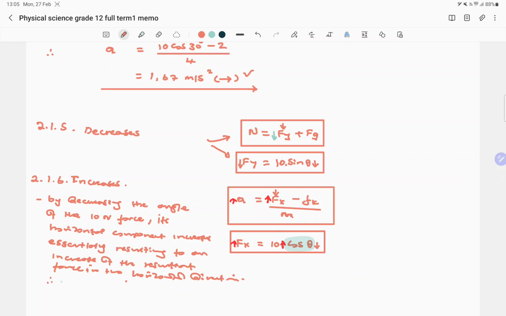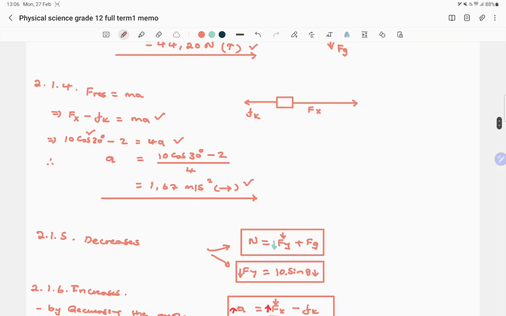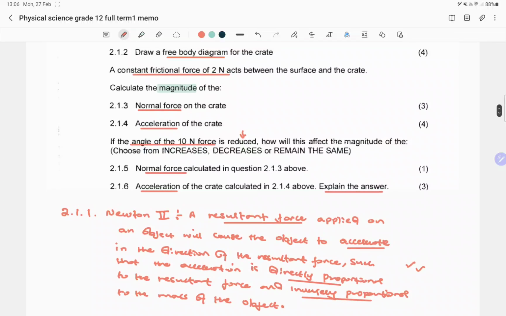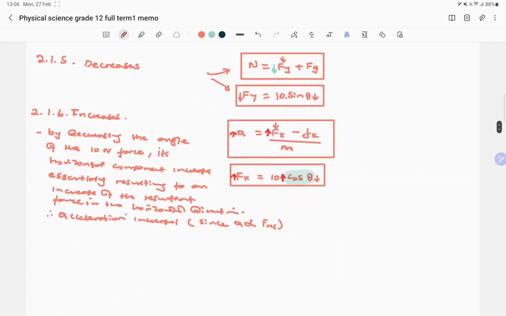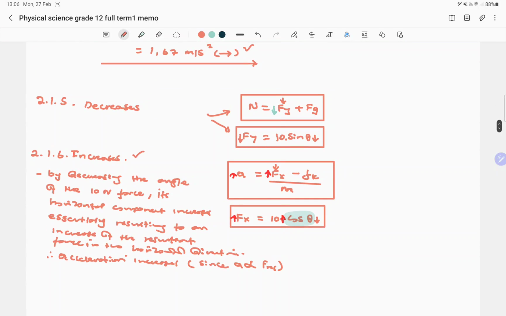Therefore, acceleration increases since a is directly proportional to F res. Remember that. Sometimes you want to add some equations because they said etc., whatever you can use. So when you look at those marks, those are not marks you want to throw away. You just want to give your best, okay? First of all, you're getting a mark for choosing that.